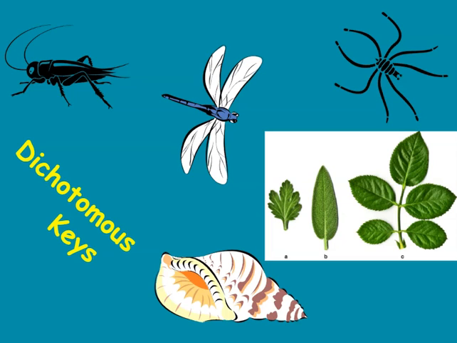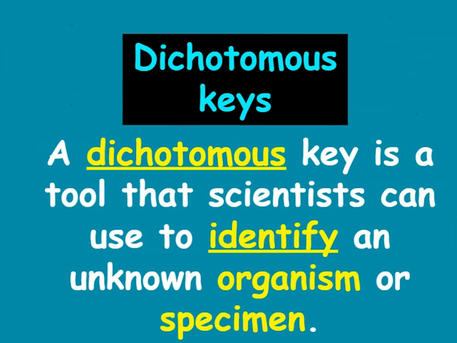All right, we're going to learn about a thing called dichotomous keys. That's something that you guys are going to use over the next few days, and so you need to know what it is and why we use it. So a dichotomous key is a tool that scientists can use to identify an unknown organism or specimen.